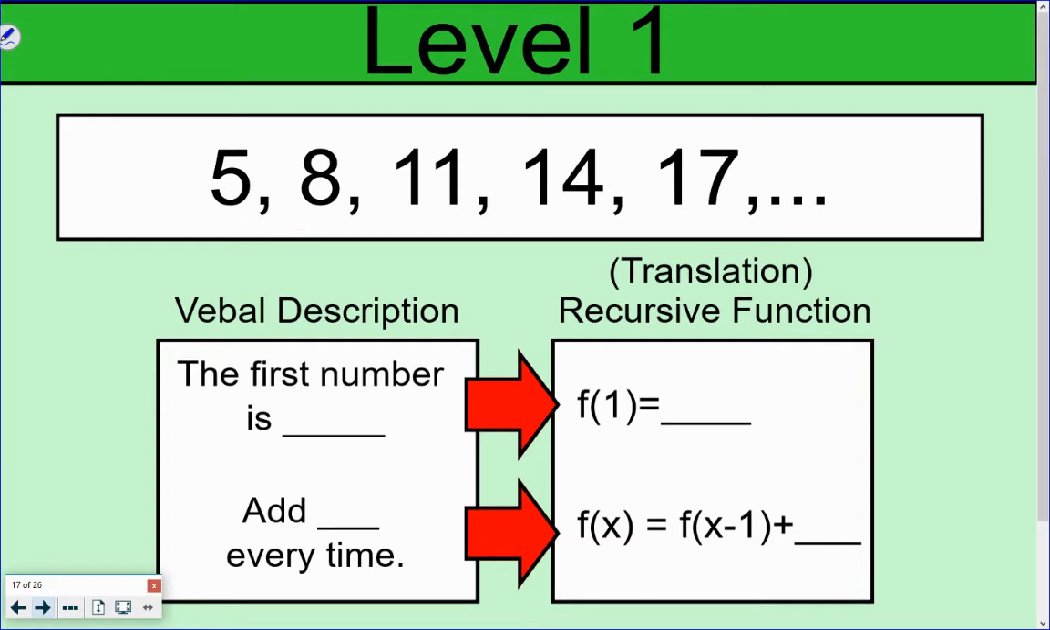It would be a good idea for you to pause the video and try it, see if you could figure it out. And then you can unpause it and we'll do it together. So we're going to start with our first term. Hey, it's 5. Then, what are we adding every time?